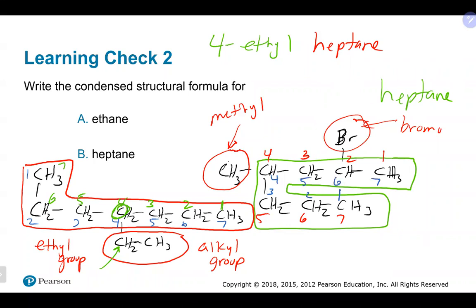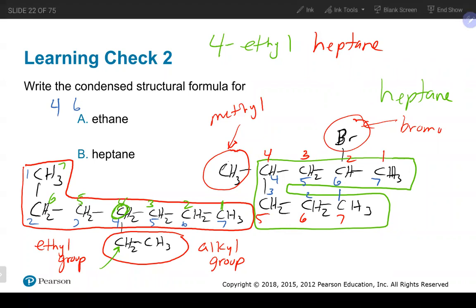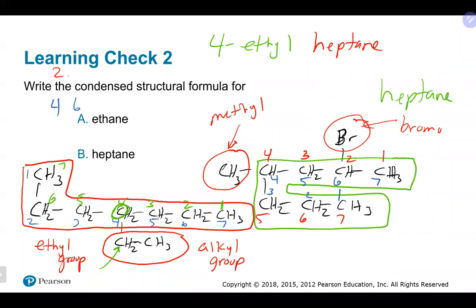Going in the blue direction, both groups are at 4 and 6, I believe. Going in the red direction, we have a group at carbon number 2 and a group at carbon number 4. It is as simple as which one is the smaller number? 2. So 2 and 4 is the correct way of going. We would number in this direction. It's as simple as 2 is less than 4, basically.